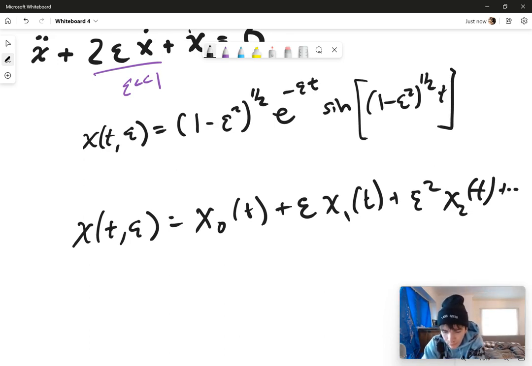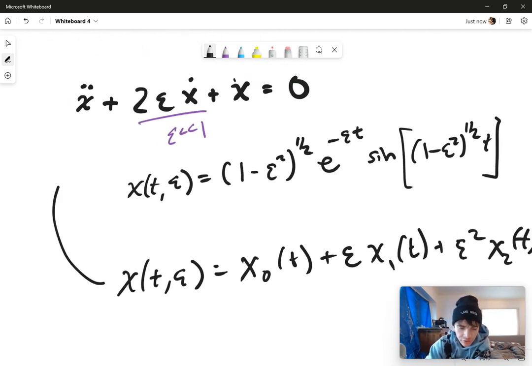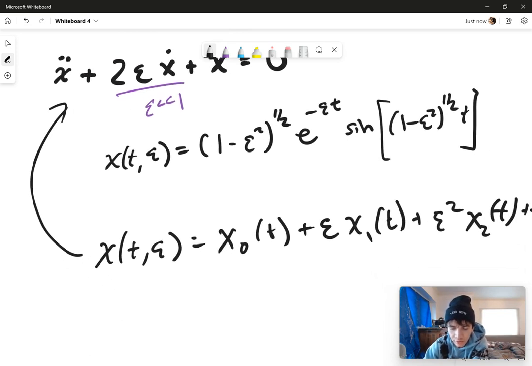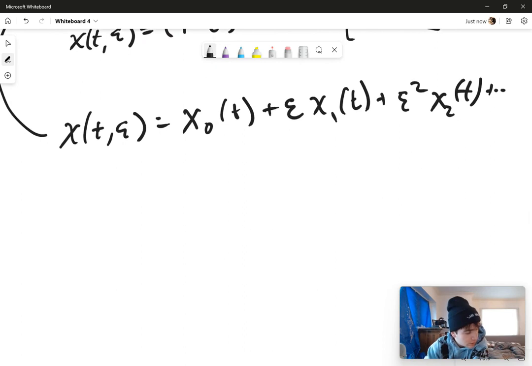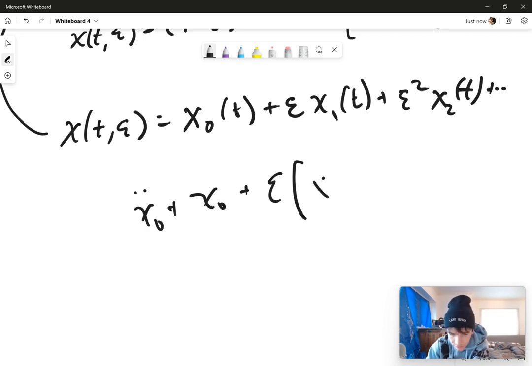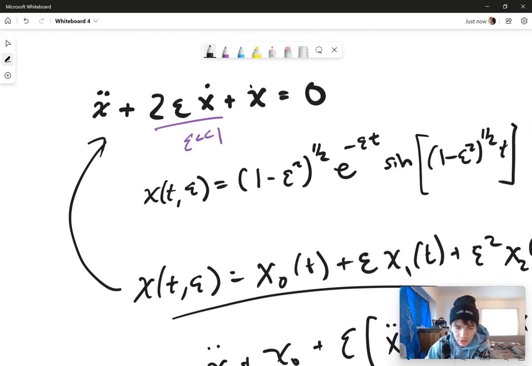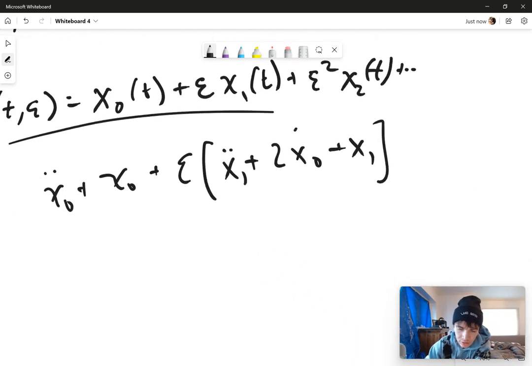So if we expand this as a Taylor series in epsilon, and then we try to plug it into the differential equation and separate terms of equal order, we're going to get x0 double dot plus x0 plus epsilon times (x1 double dot plus 2 x0 dot), and this just comes from substituting this into the original differential equation here. And then plus order of epsilon squared.